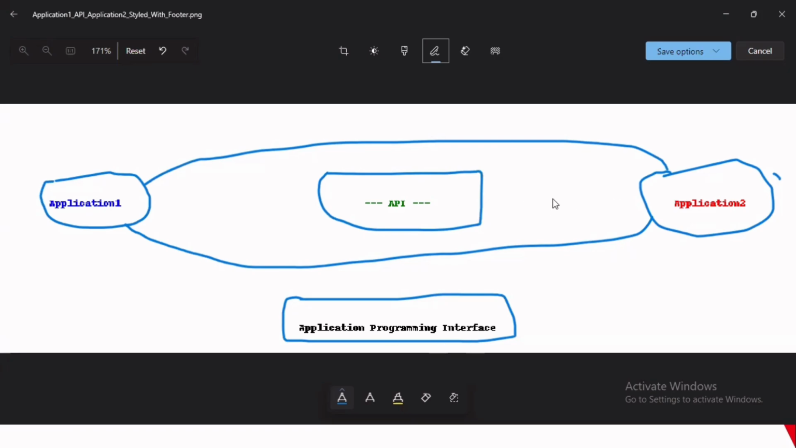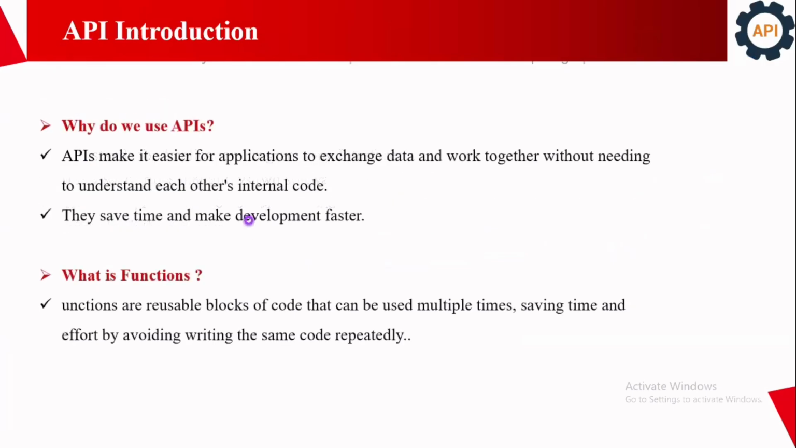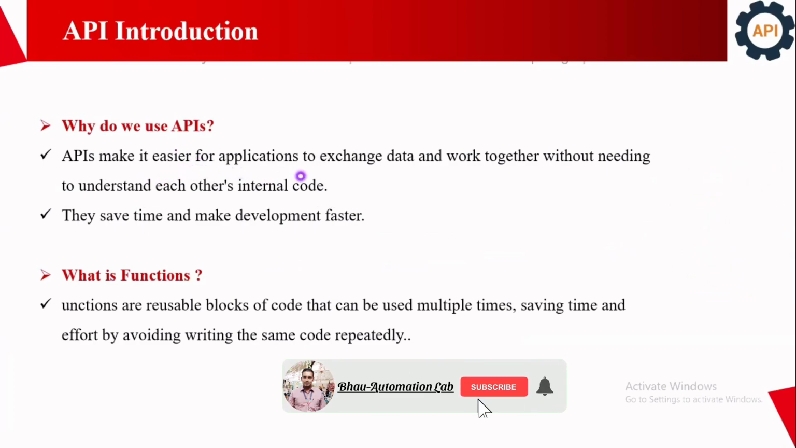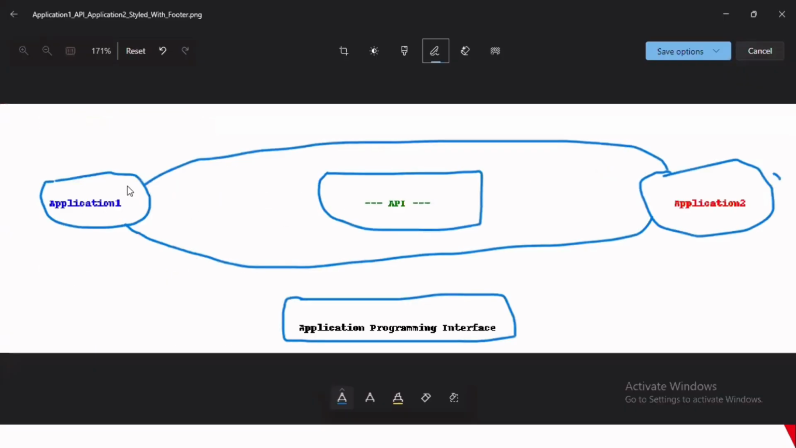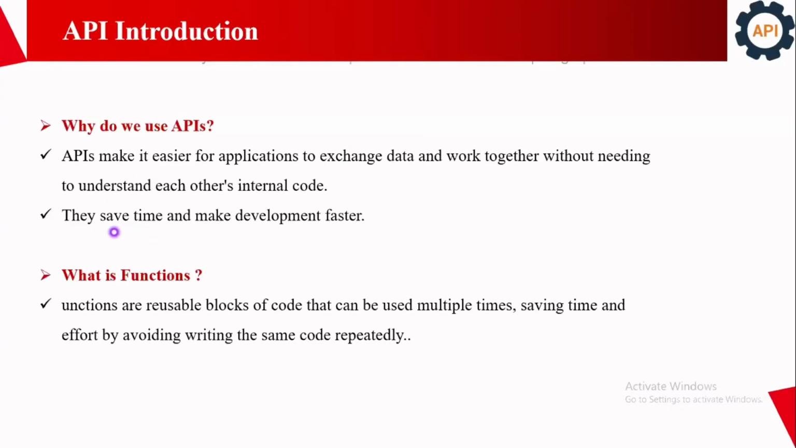Simple. Now let's understand why exactly we use APIs. APIs make it easier for applications to exchange data and work together without needing to understand each other's internal code. For example, here we are not required to understand what code this application is developed in. We can directly connect with this application and exchange the data using our interface code. It's called an API. Simple. And they save time and make development faster.